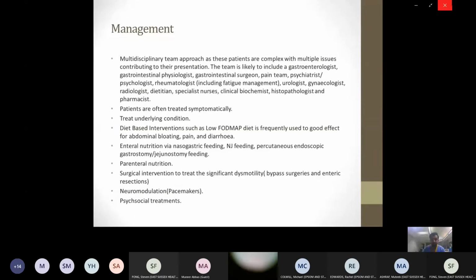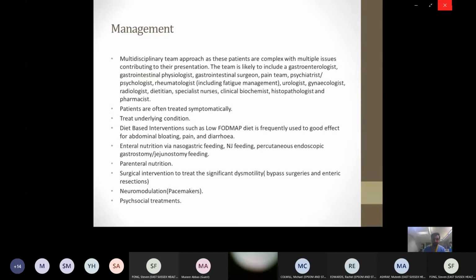Patients are often treated symptomatically. It's important to treat the underlying condition. Diet-based interventions have a role in the management of these patients as well, such as a low FODMAP diet, which is frequently used to good effect for abdominal bloating, pain, and diarrhea.